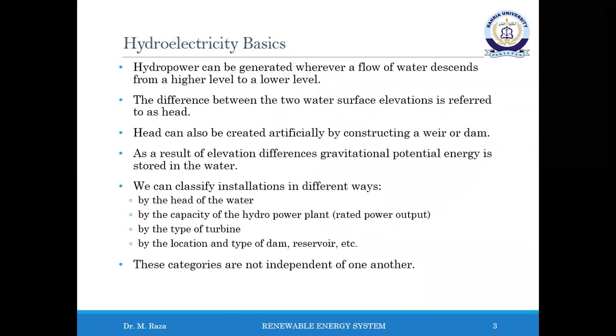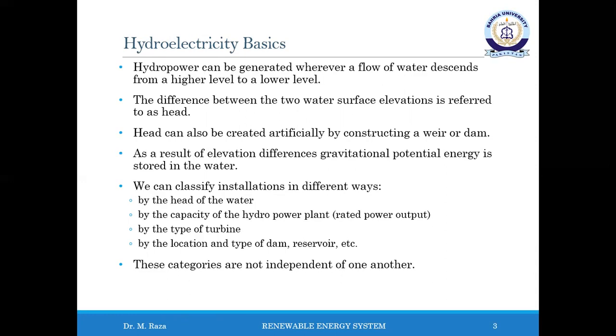Hydropower can be generated wherever a flow of water descends from a higher level to a lower level. The difference between the two water surface elevations is referred to as head. Head can exist in nature, for instance, when a stream runs down a steep hillside or when a sharp change in elevation creates a waterfall in a river. However, head can also be created artificially by constructing a weir or dam.